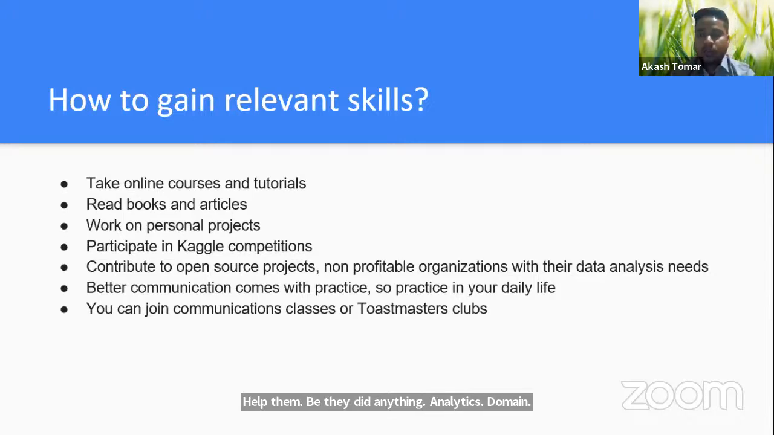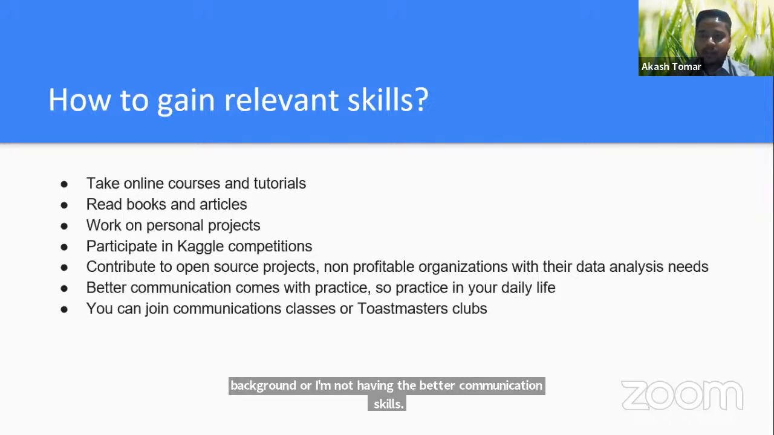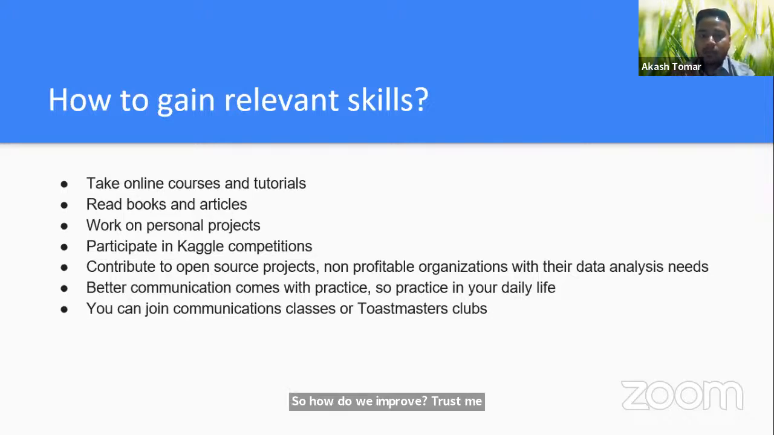Now the other part is, okay, I'm from a small town background, or I don't have better communication skills, so how do I improve? Trust me, I also had a communication problem because I am from Uttarakhand. Communication skills you just can't learn from books or tutorials. You have to practice. You have to practice on a daily basis, only then can you improve your communication.